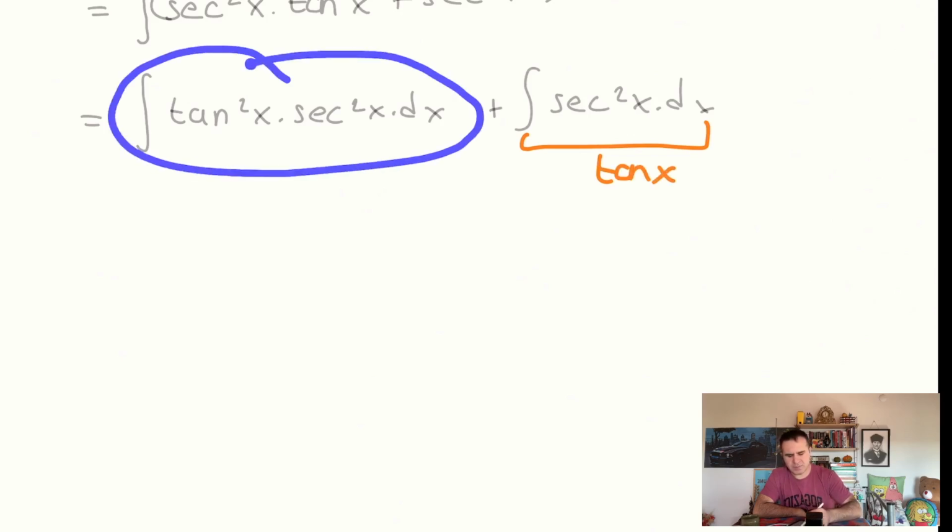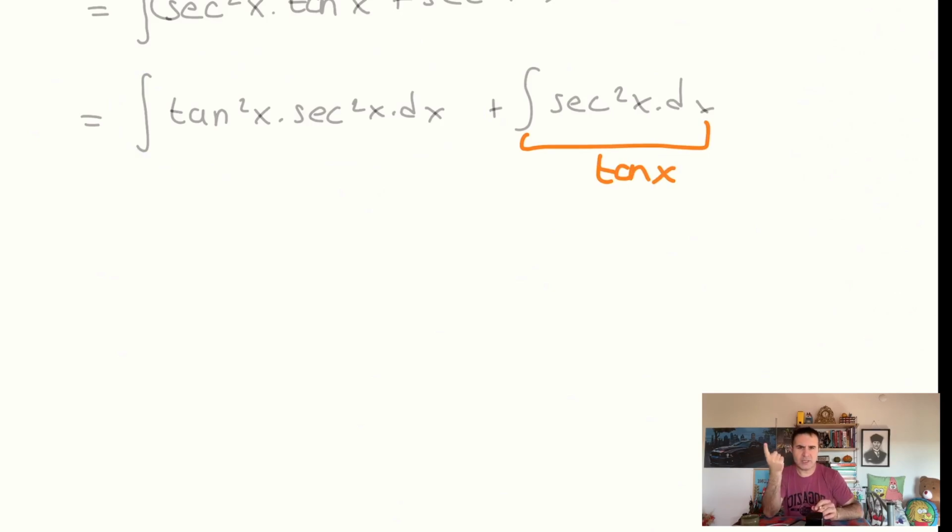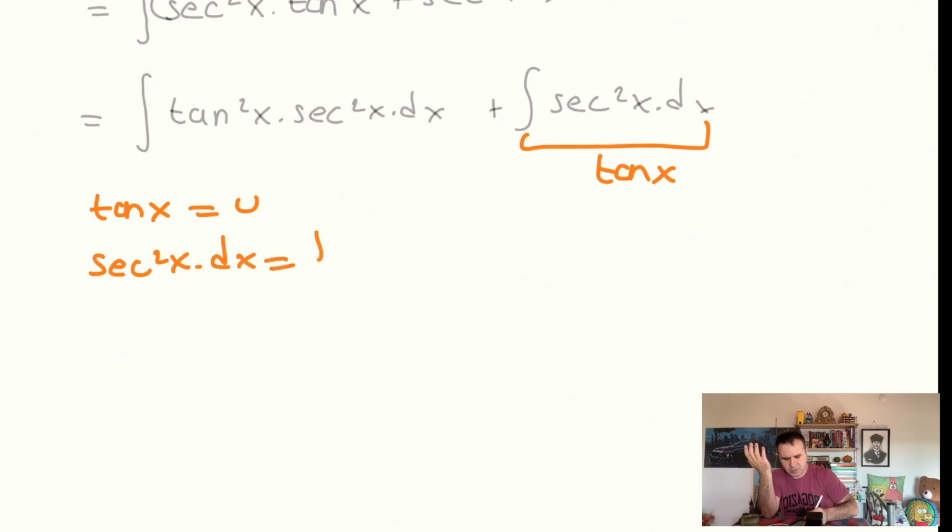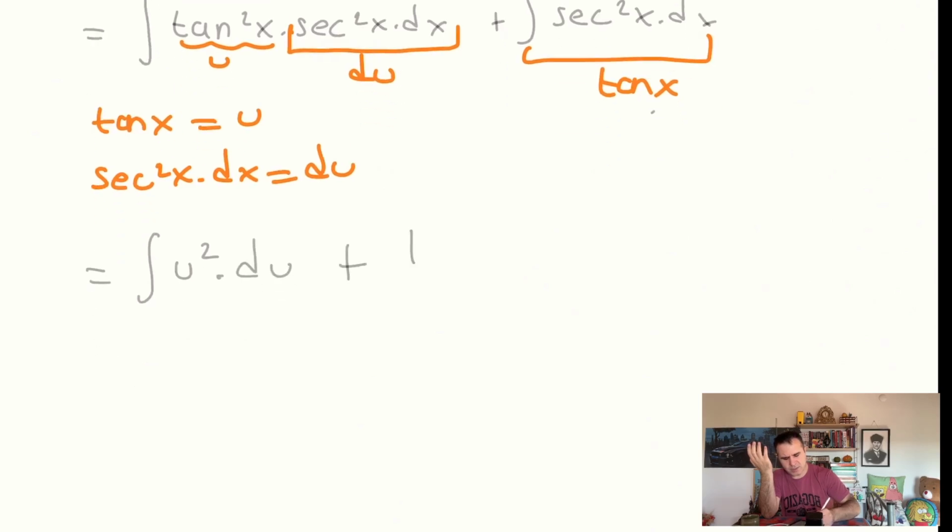And for this part, we know that the derivative of tangent x is secant square of x, so we have the derivative of tangent x multiplied by dx. This means that we should use the substitution method, and we will say that tangent x is equal to u. Take the derivative, secant square of x dx will be equal to du. Then this part will be du and tangent x will be u. Then the integral becomes integral of u squared times du, and plus we will write here tangent x.